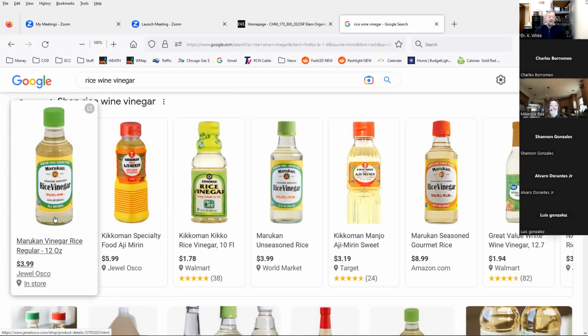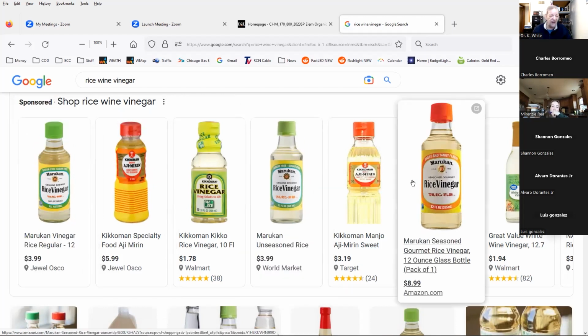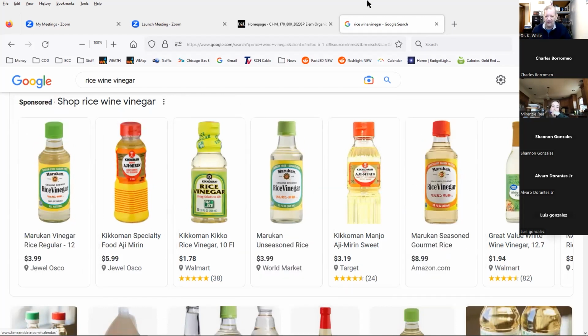And you can buy it in many stores. They even sell it in Jewel. Now you know it's mainstream. About 10, 15 years ago, you wouldn't find this in Jewel, but you could go to an Asian store and get it easily.